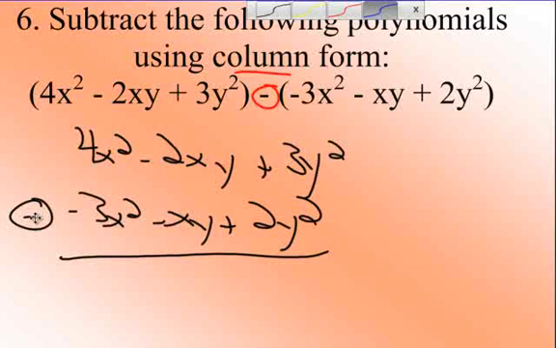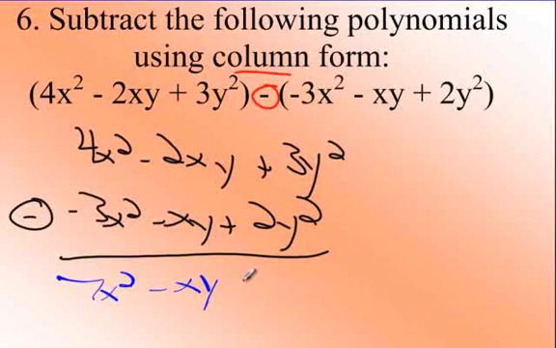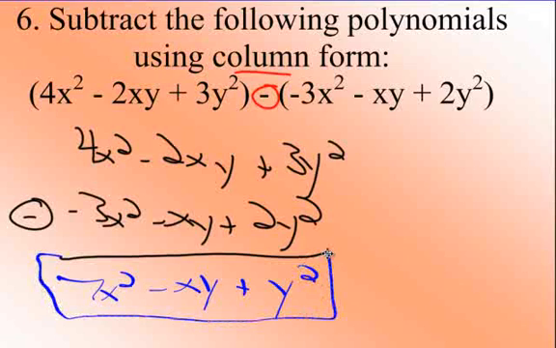So if I have 4 minus negative, that means plus. So 4 and 3 is going to make 7x squared. Negative 2 minus minus, so that's plus. So negative 2 plus 1 is negative xy. And 3y squared minus 2y squared is plus plain old y squared, or just 1y squared. If you want to write 1's in there, it's not wrong. We just start to drop that soon. That's all.